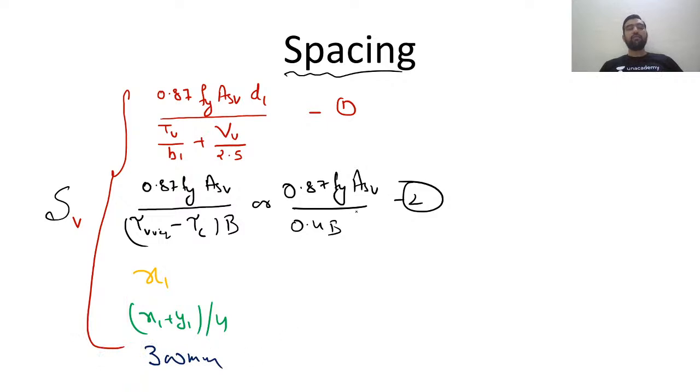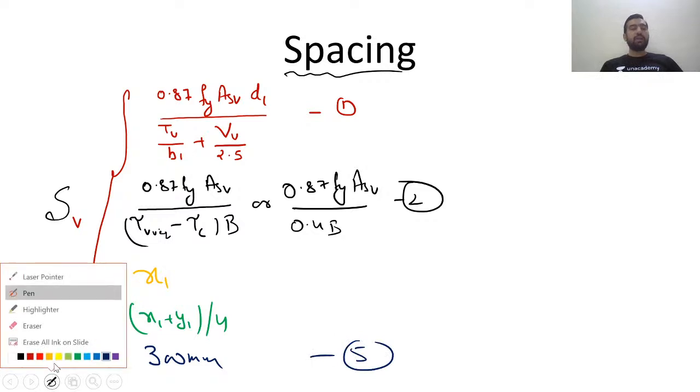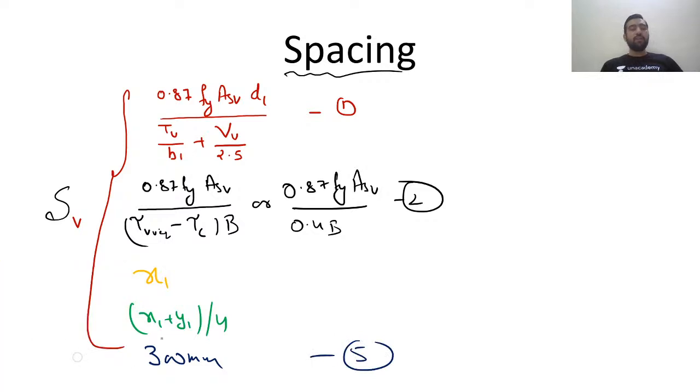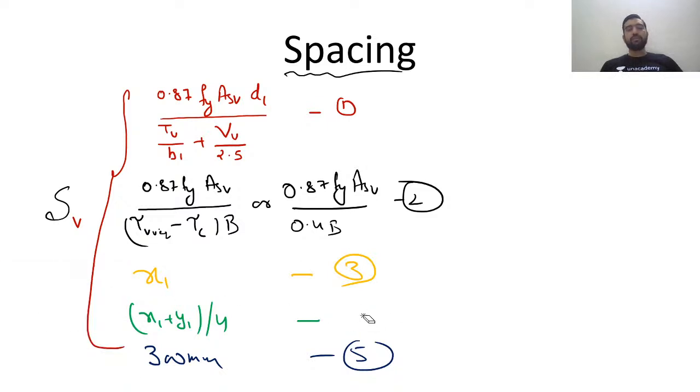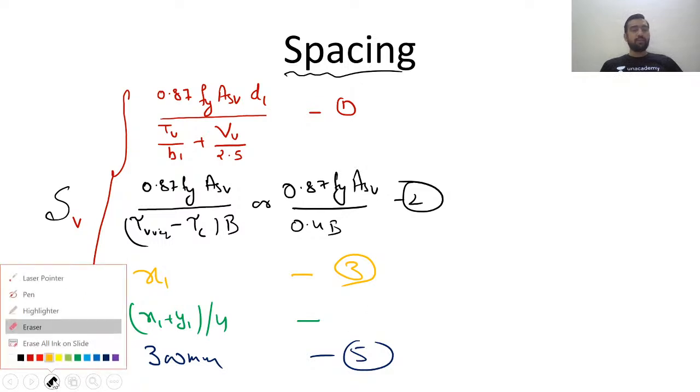So guys, these were the 5 ways to calculate spacing, and as per Indian Standard Code, here you have to adopt the least one. Is it clear to everyone? Please ask if it is not clear.